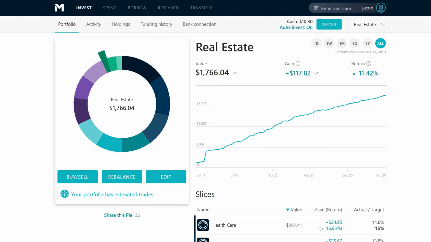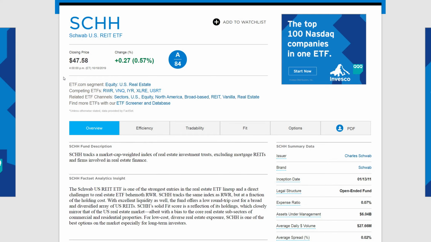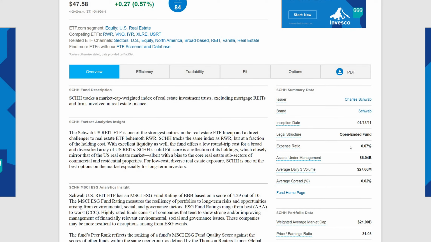estate investing. So moving on to the second REIT ETF that I want to go over today is the Schwab SCHH. Now, this ETF, I do like it. One of the things that I really like about it is the expense ratio. The expense ratio is extremely low. The one thing that is a little bit concerning to me is it hasn't been around for too long.